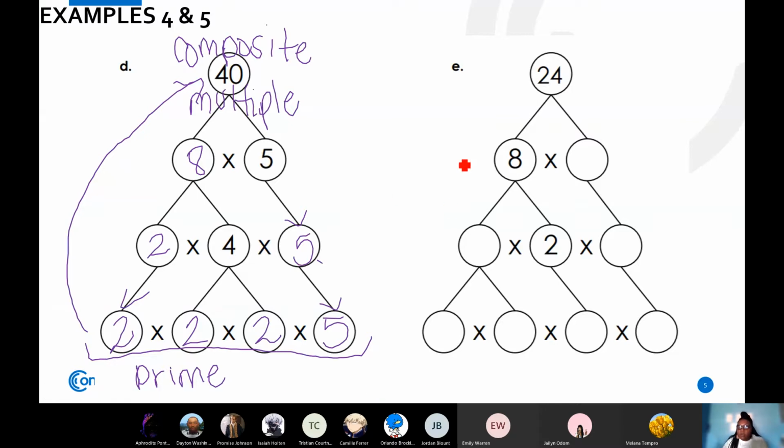Okay, so where's Miss Neville's mouse? There it is. So 8 times what number will equal 24? 3. Notice what I'm going to do here, guys. I'm going to drag that 3 all the way down to the bottom. Emily, turn on your mic and tell us why.